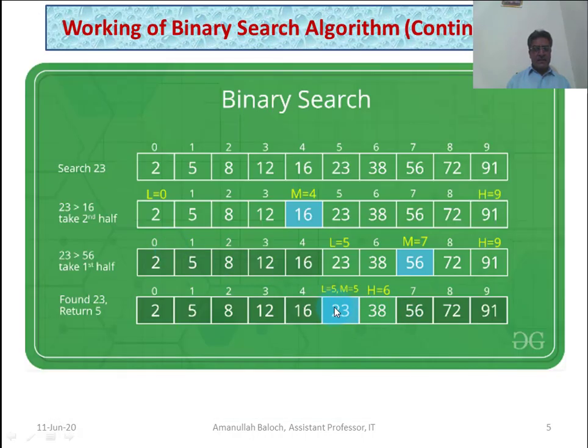So at this search, at the fourth iteration or the third iteration of this binary search algorithm, the computer has at last found the value 23, and it will return the middle index, that is 5. The algorithm will return the value of 5, meaning that at index number 5 the required value is present.